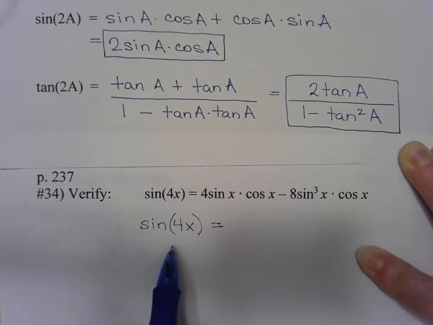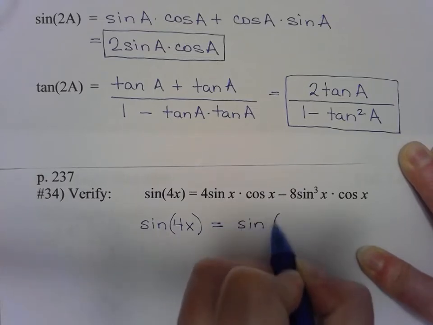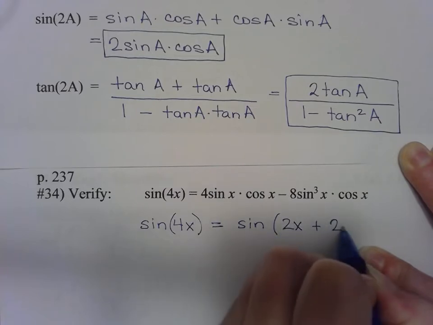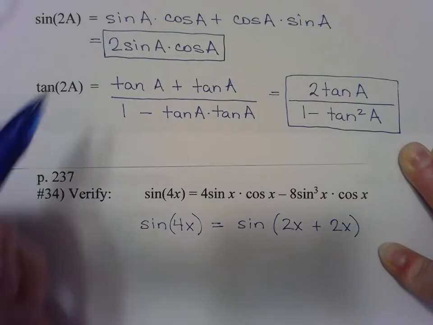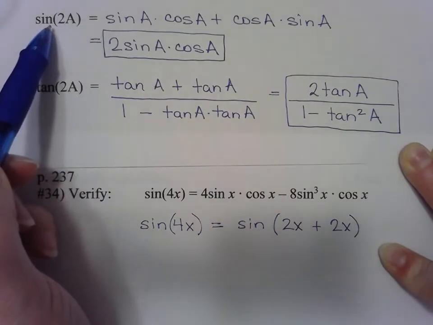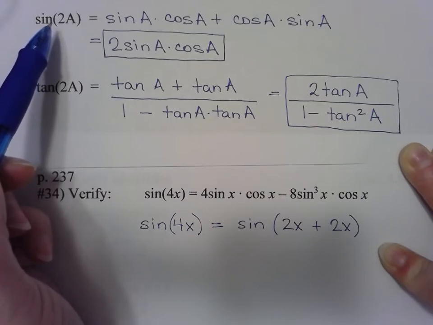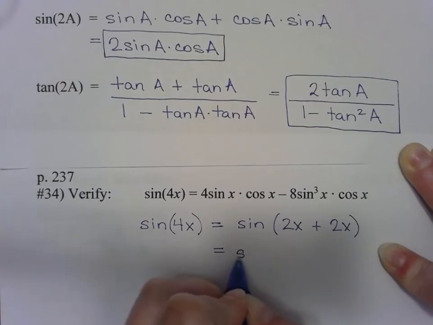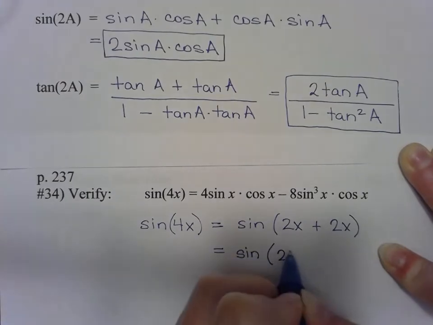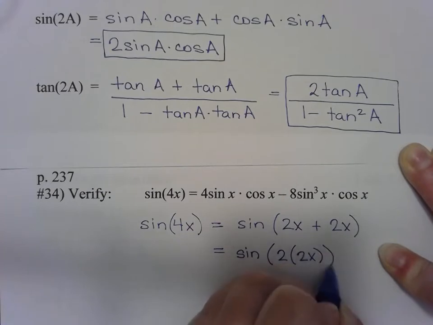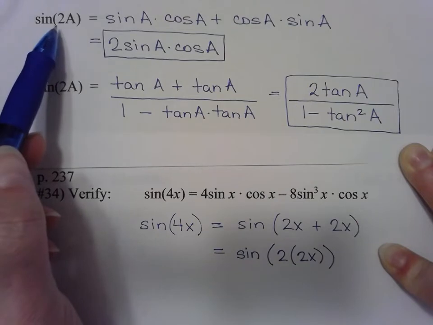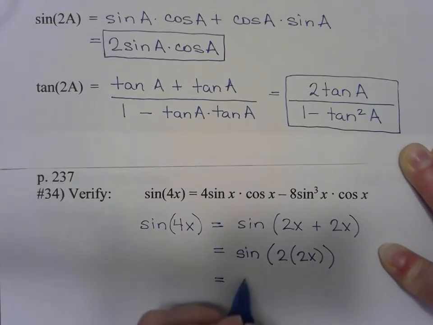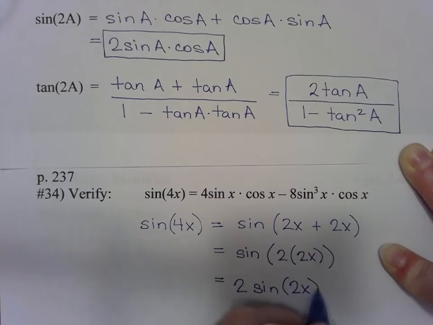Okay, so if I'm going to take this as the sine of 2x plus 2x, then I want to use my formula here. You know what? I really should have written it like this: 2 times 2x. So now I'm going to use this double angle formula, which says that that's equal to 2 times the sine of 2x times the cosine of 2x.